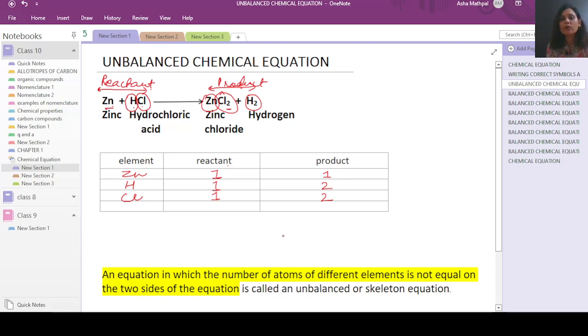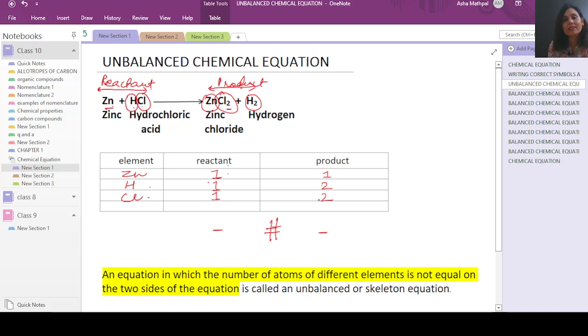Now see the number of atoms on the reactant side and on the product side. If the number of atoms is not equal between reactant and product, then it becomes an unbalanced chemical equation. Now you can see here the zinc atom is 1, in the product it is also 1, so zinc is balanced. If you see H, reactant side 1, product side 2, so H is not balanced here. And then Cl, it is 1 in the reactant and 2 in the product.